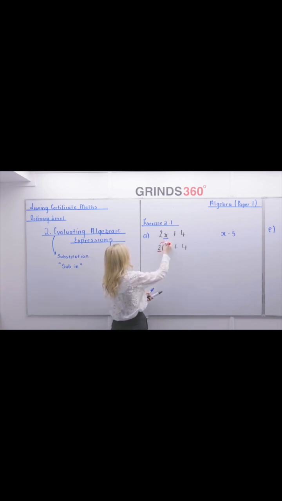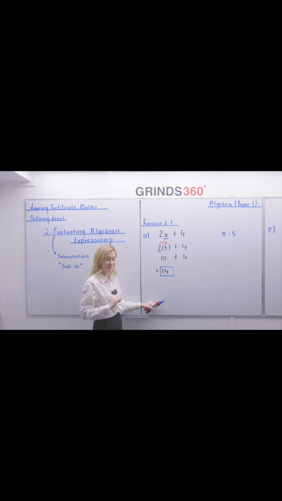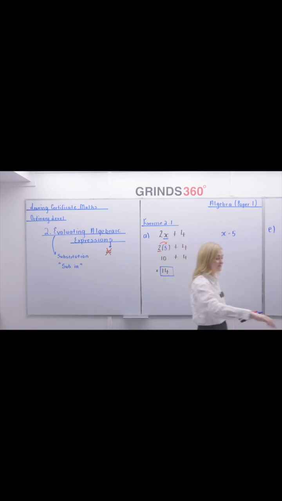So here we have 2 times 5. Again, brackets mean multiply. 2 times 5 is going to leave me at 10. Bring down my plus 4. 10 plus 4 is going to leave me with 14. So here my answer is 14. Again, mark it up for your examiner. So that's my first one, A. So we're going to move across the page now over as far as E.